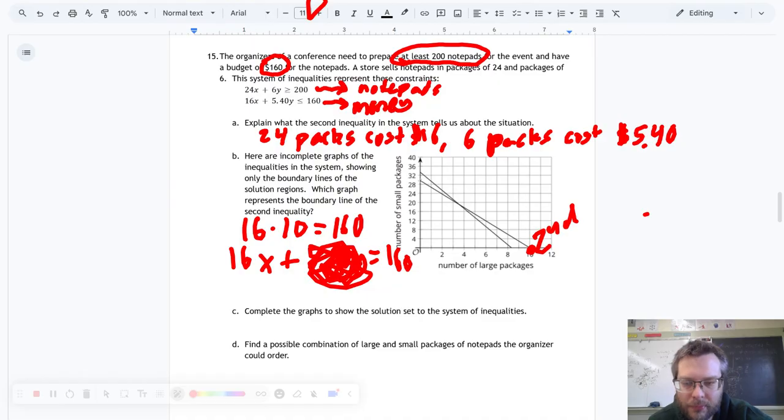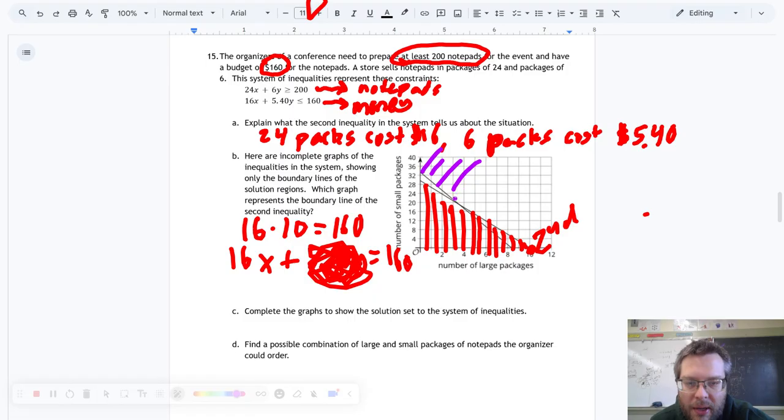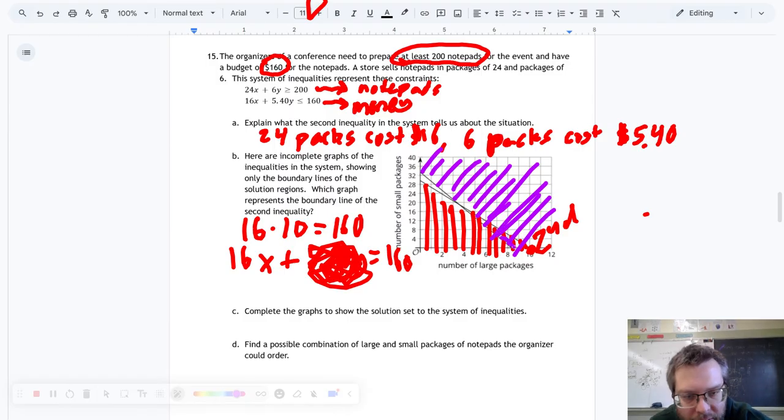Okay. Complete the graphs to show the solution set to the system of inequalities. So the second inequality is talking about money. I can't spend above the line. I have to buy less than that. So I'm going to shade everything that's below the line that I just said was the second inequality. The other one says they need to prepare at least 200 notepads, so that's going to be everything above this other line. All together, we get this little purple region here, this triangular zone. That will be the solution region.